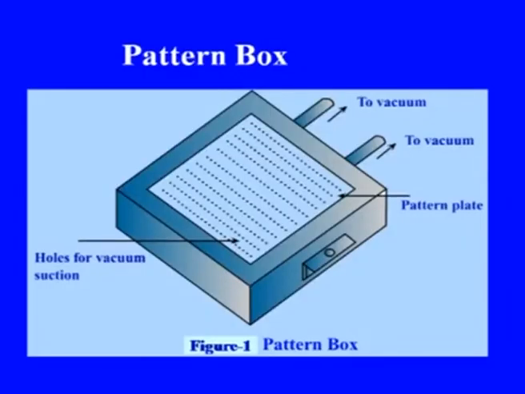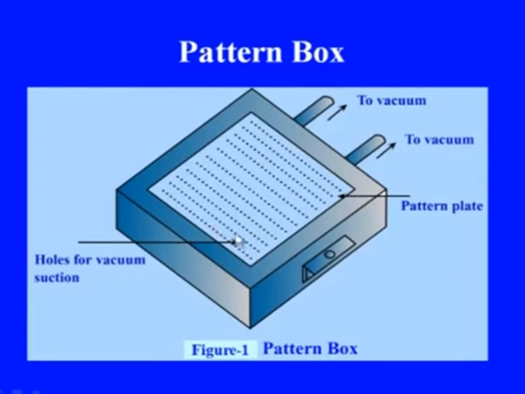A pattern plate having small holes at equidistant places can be used. This is the figure of a pattern box. These are the small holes for suction for vacuum. This is the pattern plate and this is the arrangement for the connection to the vacuum system.